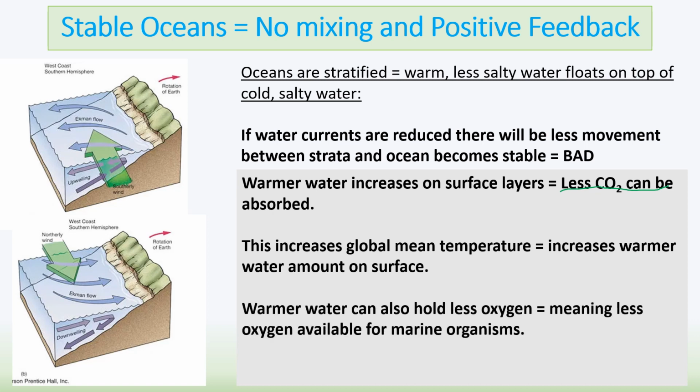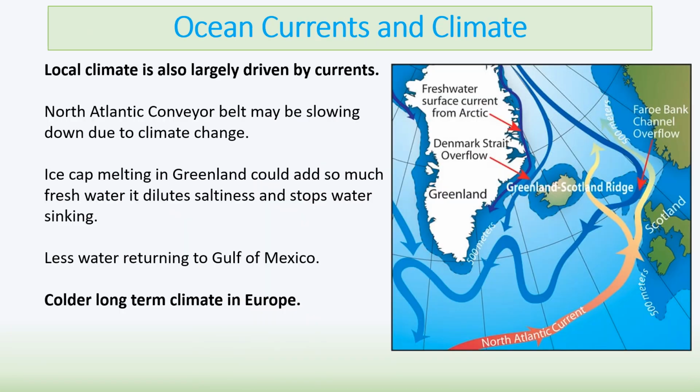Also, warmer water can hold less oxygen, so this is a problem, meaning less oxygen is available for respiration in marine organisms, and warmer water can also lead to coral bleaching, which is when the algae leaves or abandons the coral because it's too warm as a result. So there you can see how climate change can have a positive feedback effect on the atmosphere as well.